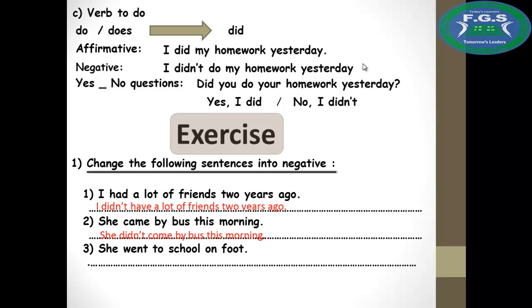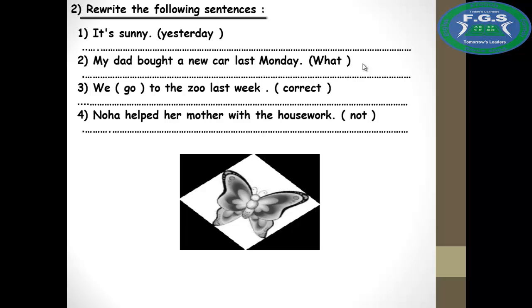Number three, she went to school on foot. How can I say this sentence in negative? Great! We'll say, she didn't go to school on foot. That's okay? Okay.